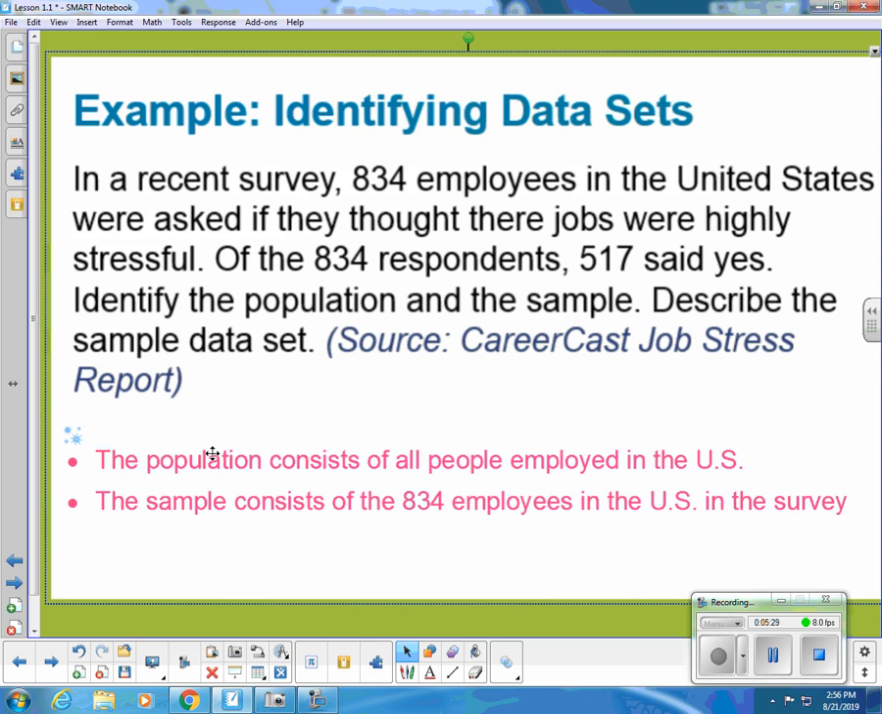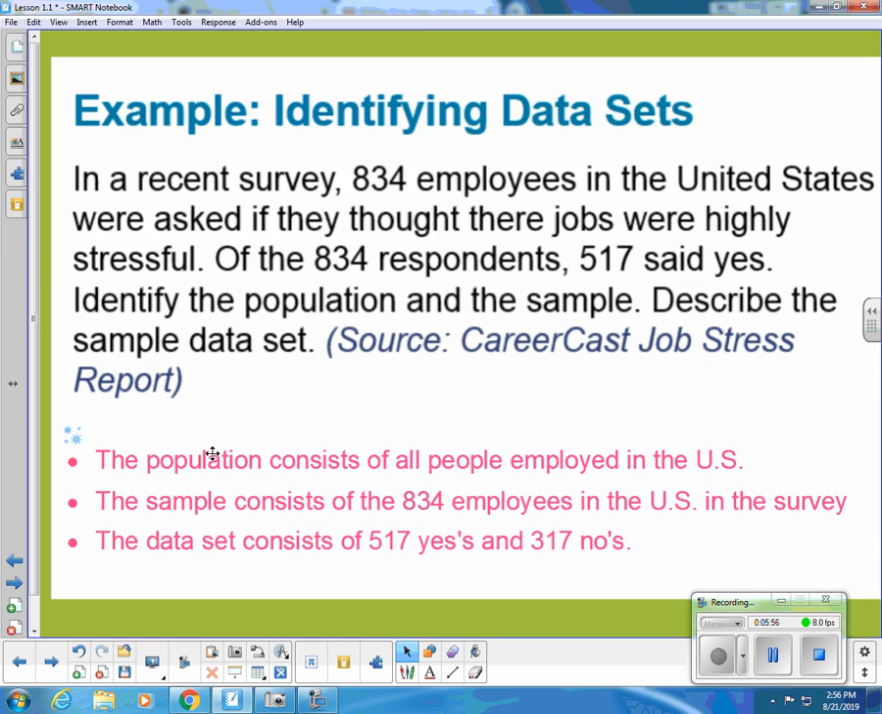You can't pick people in the sample that aren't part of the group you're trying to test. So it's 834 employees in the United States that are taking the survey. And then describe the data set. Well, what data are you getting? Data is the actual number, the responses you're getting. Okay, data is the responses. So we have 517 that said, yes, my job is stressful. And then you have 317 that said, no, my job is not stressful. So there you go. That's your data set.